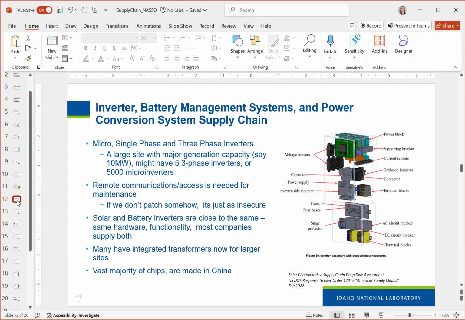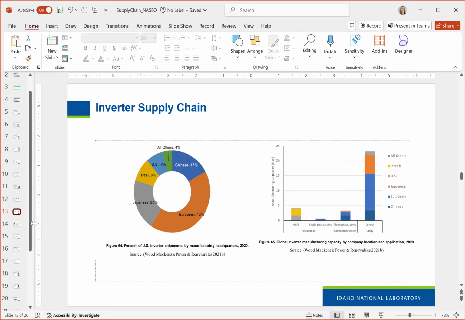So I mentioned that most of the panels are manufactured in China. When we start looking at the inverters and the other digital components, we can really start to break this down into a lot of different pieces of inverters. And really, again, the pieces that we're concerned about are the controllers and the communication assets. And most of the chips that make up some of these key digital components do come from China.